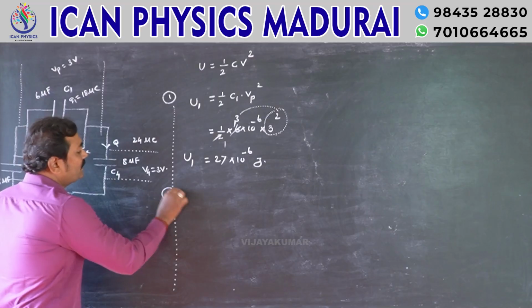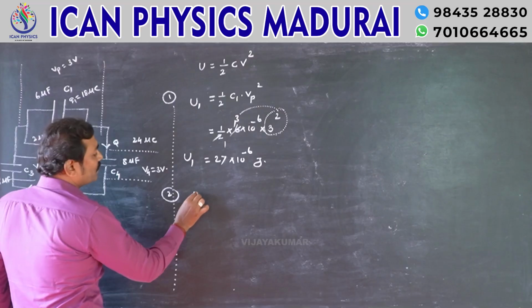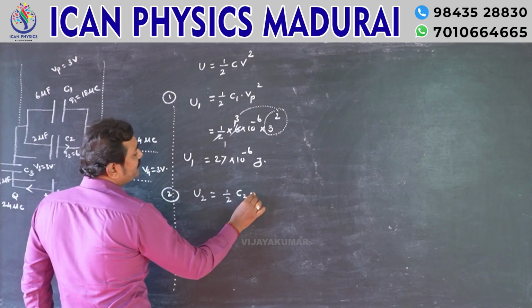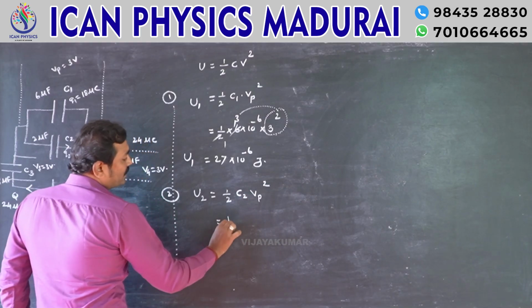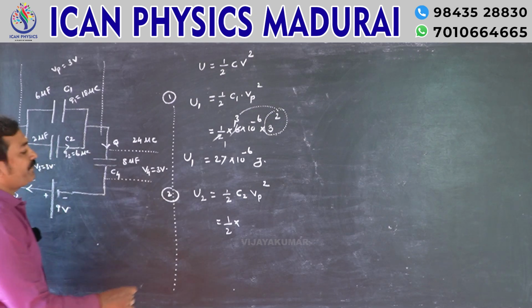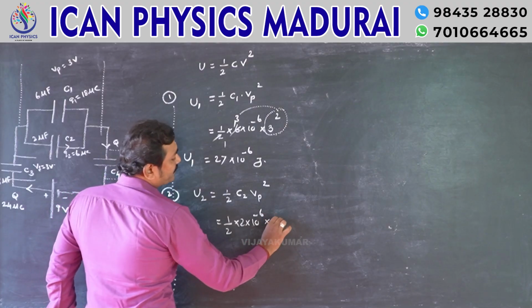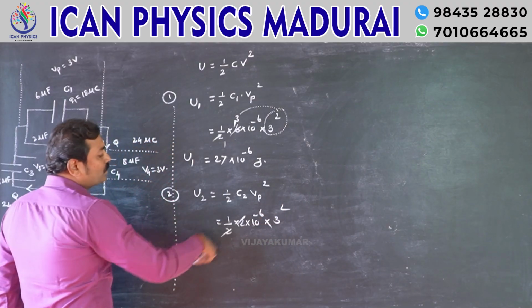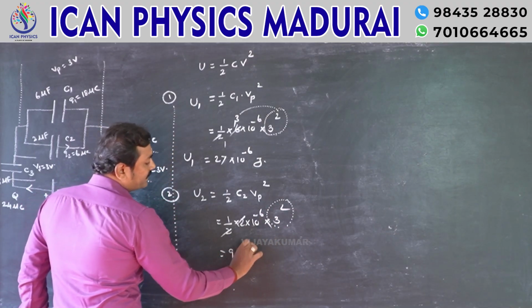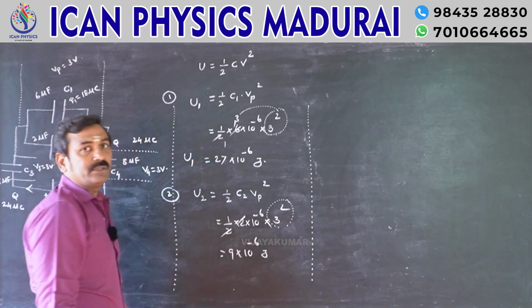Second one, for the second capacitor C2, I can write U2 or epsilon 2 equal to half into C2 into Vp squared. So half into C2. Its value is 2 microfarad. So 2 into 10 to the power minus 6 into Vp squared, that is 3 squared. Now the 2s are getting cancelled. So 3 3s are 9. So 9 into 10 to the power minus 6 joule. Okay. Do you get it now? Do you have any doubts?